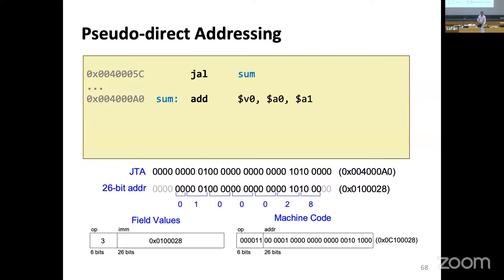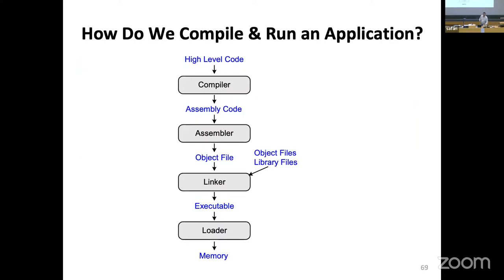Okay, great. So these are our addressing modes. So what happens now in the entire compilation flow? Let's talk a little bit about it. In most cases, you have your high-level code. This could be C, C++, Rust, whatever. And you have a compiler that in the end will take your code and turn it into assembly code, the assembly code of your choice.